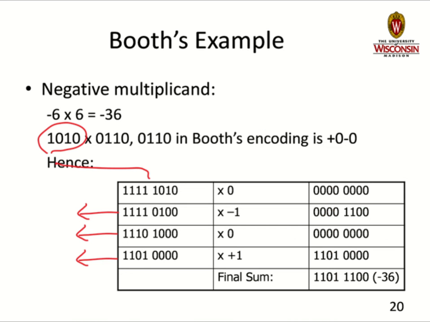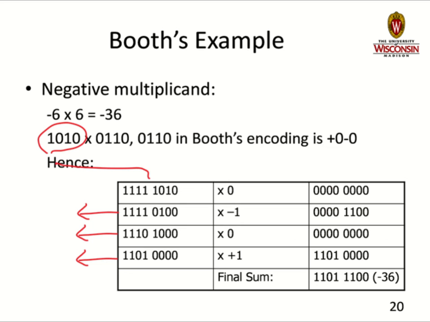Let's come back to the issue of signed numbers or negative numbers. Again, it was pretty clear from the earlier examples that Booth works for positive numbers, but what about negative numbers? So let's look at a couple of examples here. What if we have a negative multiplicand? Like in this case, we have minus 6 times 6.